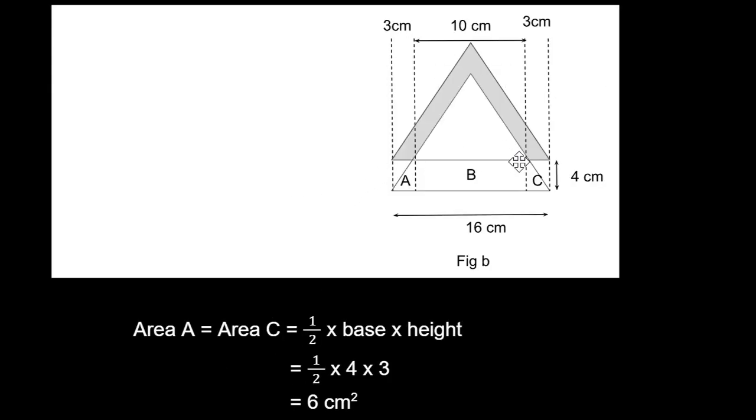Area B is a rectangle. We know that the total is 16. You minus away 3 here, you minus away 3 here, what you are left with is 10 centimeters. So the rectangle is 10 centimeters by 4 centimeters.